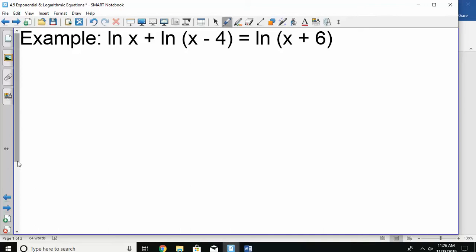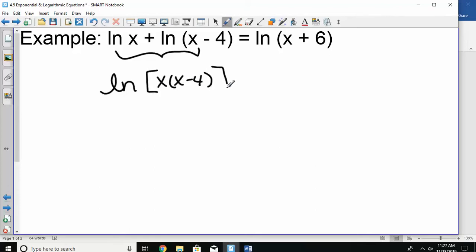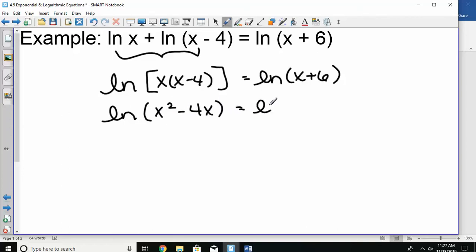What do you notice? They all have a log. Can I just drop it off everything? No, that works if you have one log on each side. So I have to start by combining these, so I only have one log. If they're added, how do you combine them? Multiplication. So if we distribute, we get x squared minus 4x. Now, I have one log on each side, so we can drop it.